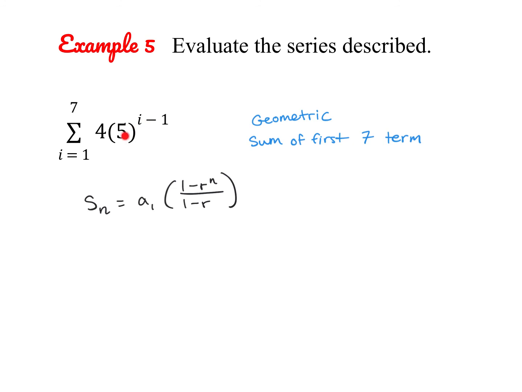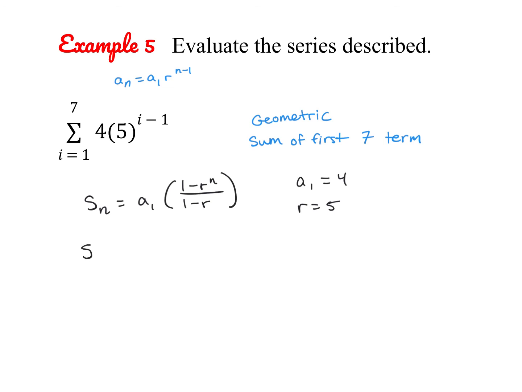If you plug in 1, we have 5 to the power of 0, which is 1. And so we can see our first term is just 4 times 1. And we can see that our common ratio is 5 due to the form of our sequence. So remember, for geometric, it looks like this. So we can see that r is 5. And we have everything we need to find our sum.